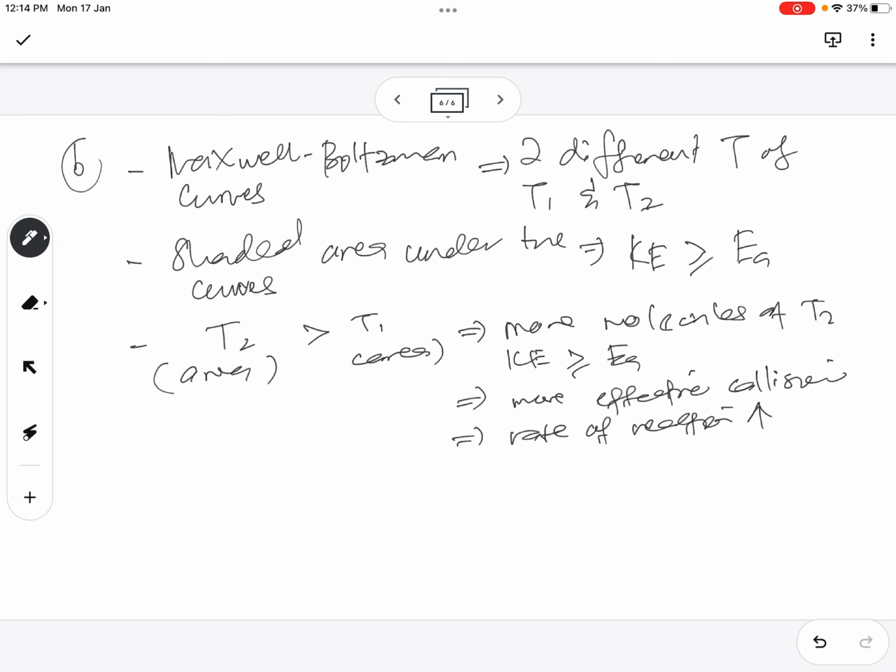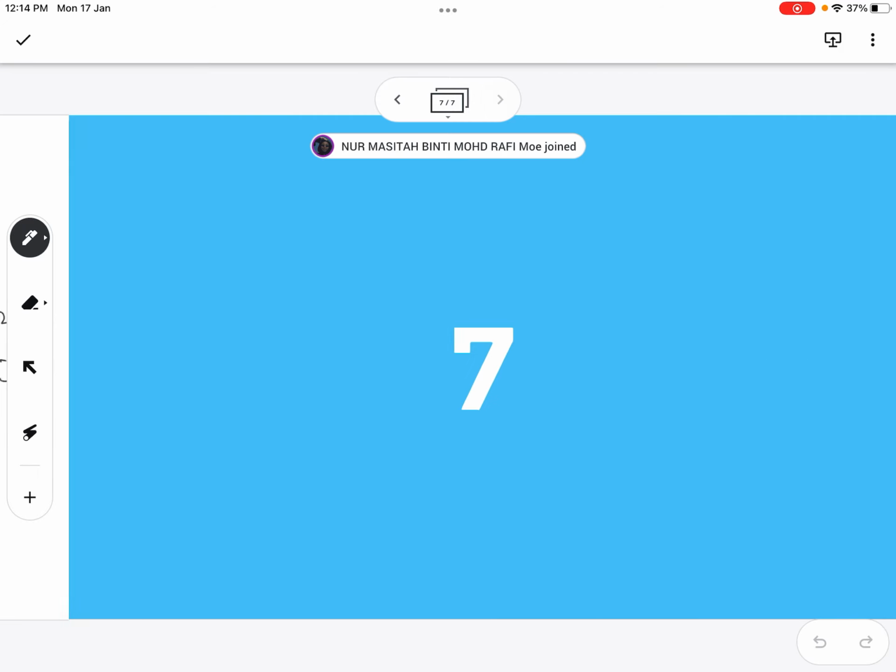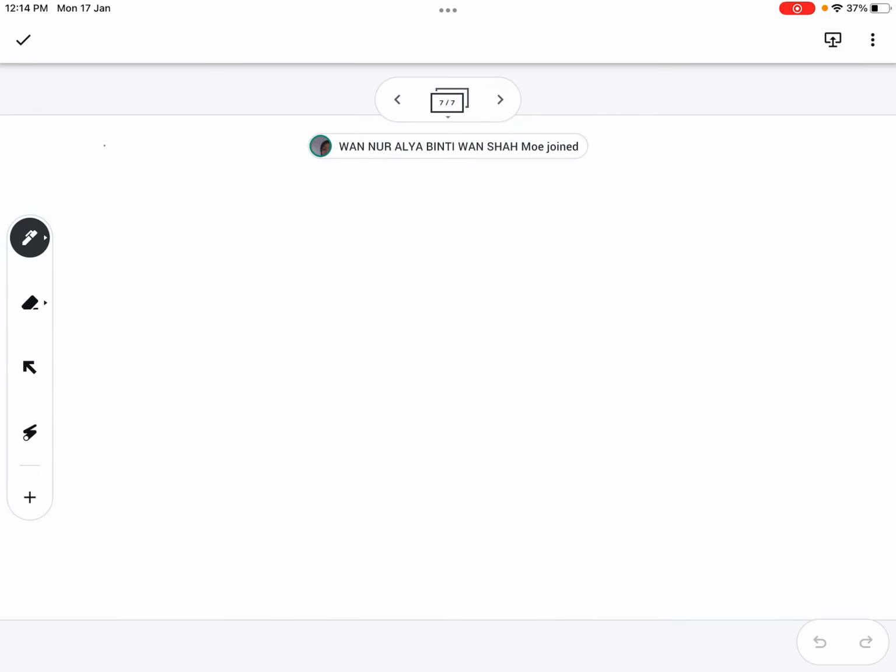Then we go to question C. Next slide. What would happen to the EA value if catalyst is added to the mixture? Mark the new EA on the axis and comment on the rate. So there are several questions here. The first question is, what would happen to the EA value if catalyst is added?